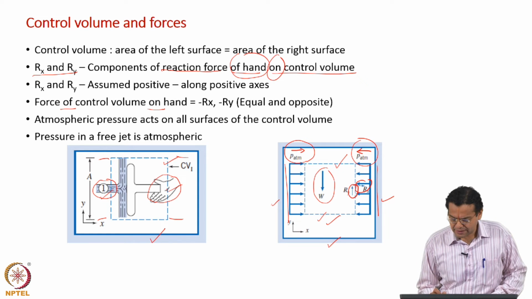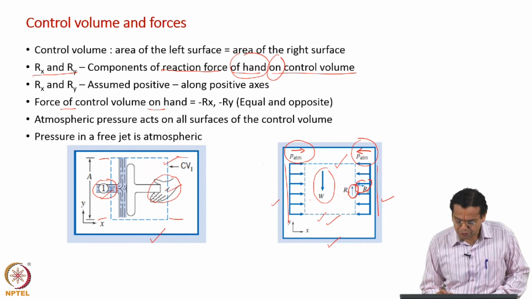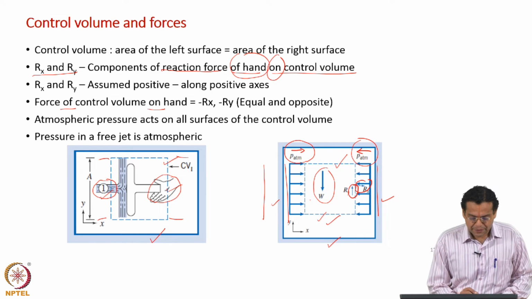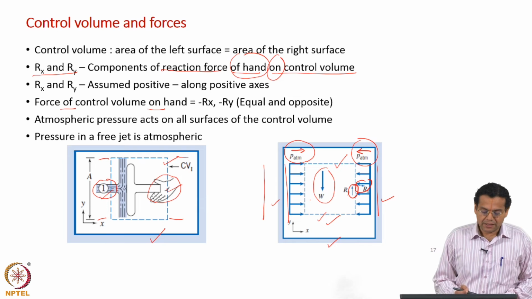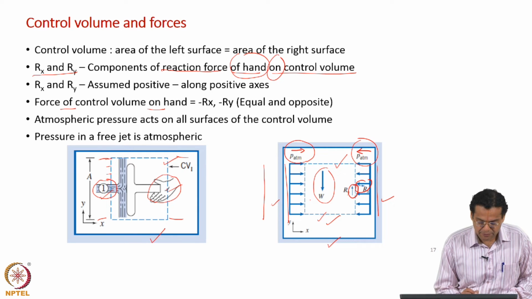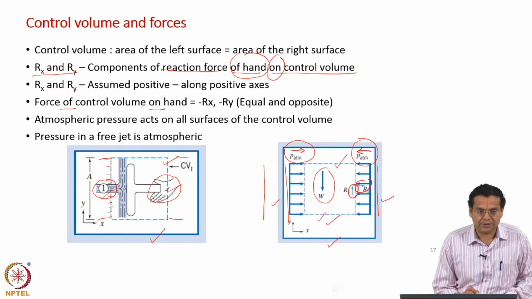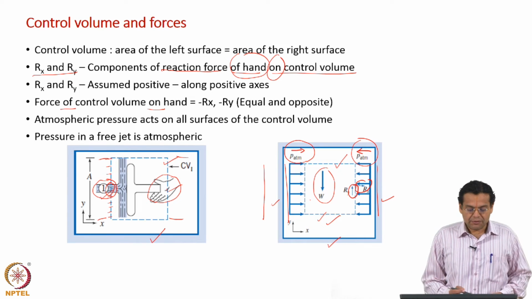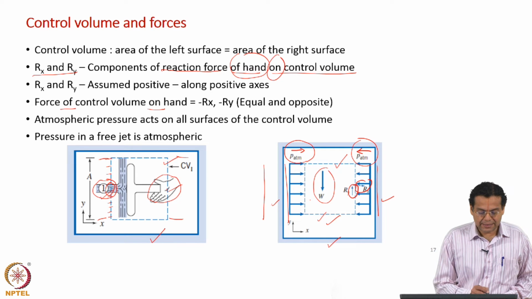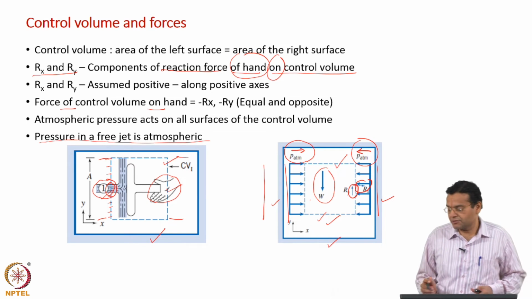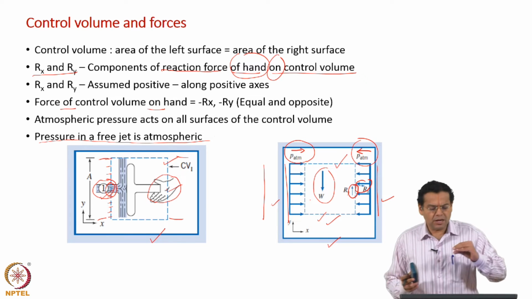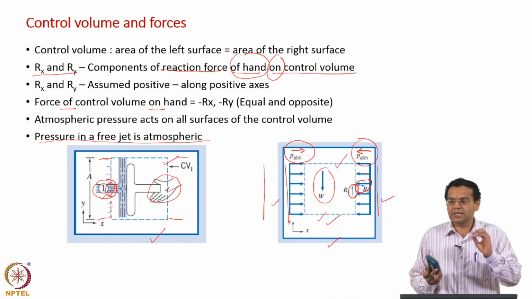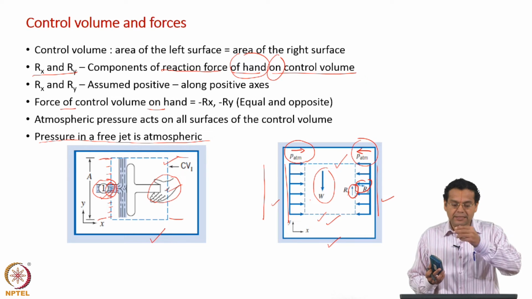Now, if you look at this diagram on the right, I have shown uniform pressure throughout. For that, of course, the pressure here everywhere is atmospheric, that is very obvious. Now, what is the pressure across the cross section, across the surface area where there is flow? For that we should use the physical fact that pressure in a free jet is atmospheric. What is a free jet? You have a nozzle and water just flows out of the nozzle as a free jet. So, pressure inside the fluid region is atmospheric if it is a free jet.